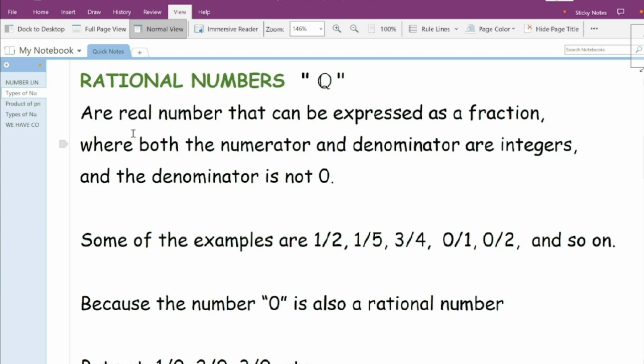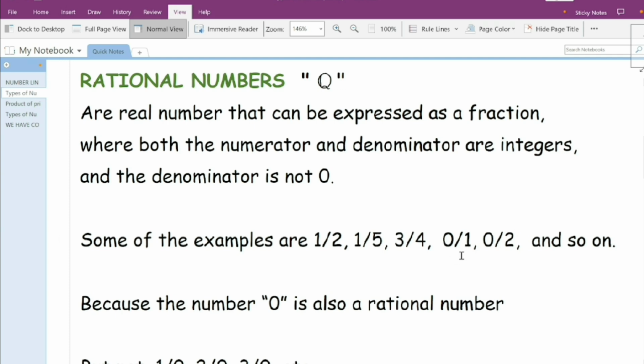Rational numbers are real numbers that can be expressed as fractions where both the numerator and the denominator are integers and the denominator is not 0. Some examples are 1 over 2, 1 over 5, 3 over 4, 0 over 1. As said here, the denominator is not 0, so the numerator could be 0, but the denominator is not 0. That's the number on top of a fraction can be 0, but the number below, which is the denominator, cannot be 0.